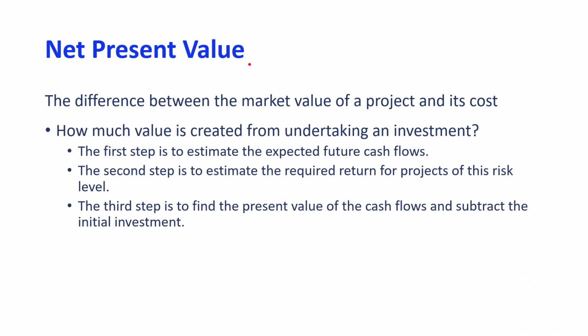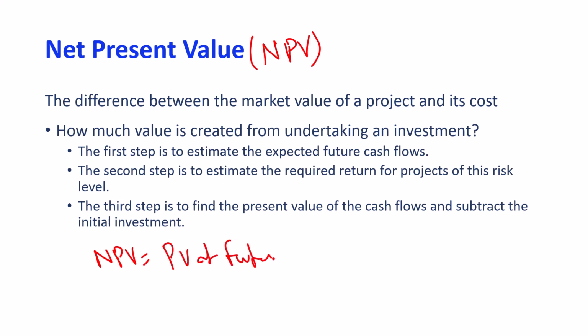Net present value, or as we usually refer to it, NPV technique, is simply the difference between the market value of a project and its cost. Remember, in the discounted cash flow model, when we want to value an asset, we are trying to find the present value of the future cash flows and then subtract the cost or compare it to the cost of the asset. So NPV is simply finding the present value of future cash flows and then subtracting the cost.